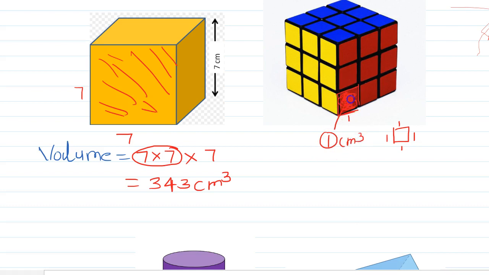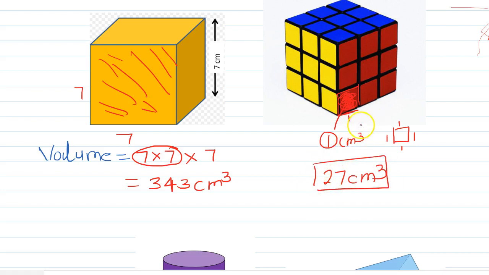So like this, how many cubes are there? So if you see 3 plus 3, 6 plus 3, 9. So 9 in first row, 9 in second row, 9 in third row. So 9 times 3 is 27. So 27 centimeter cube. So that will be the volume.